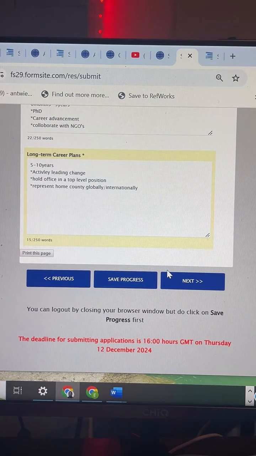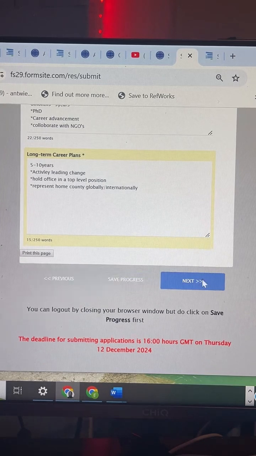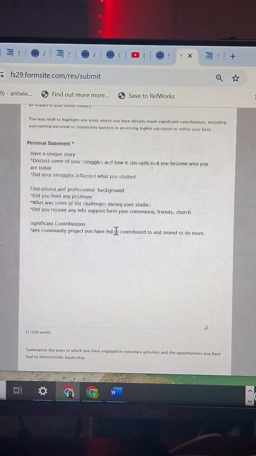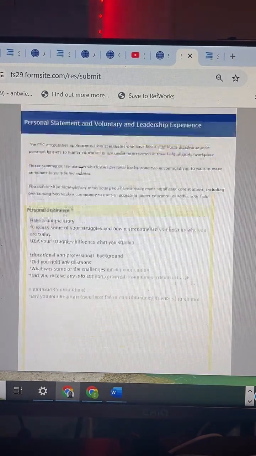So you can mention the year, maybe by 2035, maybe by 2040, this is what I intend to do, making sure that I represent my country in the sub-Saharan African continent, and then try to also link back to what you mentioned earlier about the developmental impact that you want to make. So that covers the long-term plan.